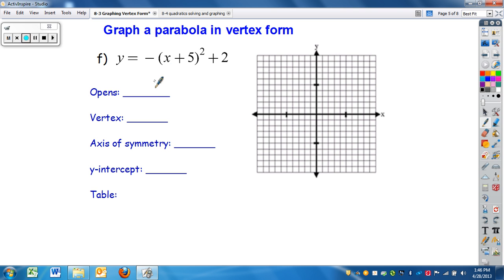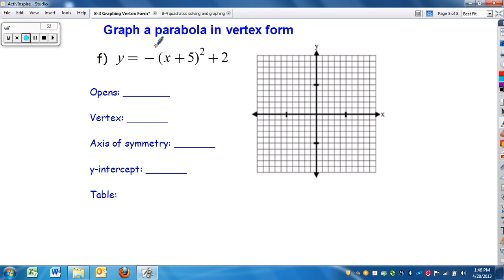Right, so on F, we have your a, your h, and your k. Your a is out front, it's negative. This is at negative 1, so that's going to open down. Your vertex, opposite of h, is negative 5, 2. Right there. The axis of symmetry is x equals negative 5. It's the x-coordinate of the vertex.